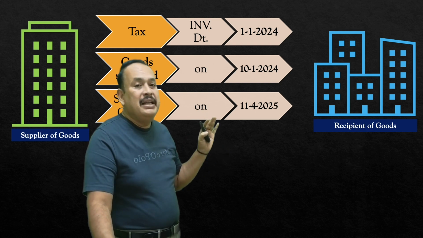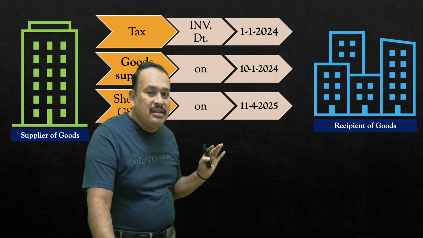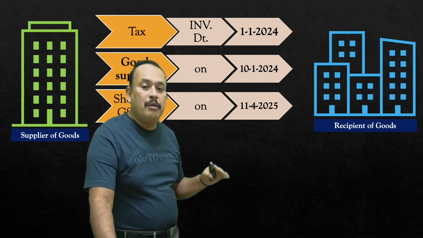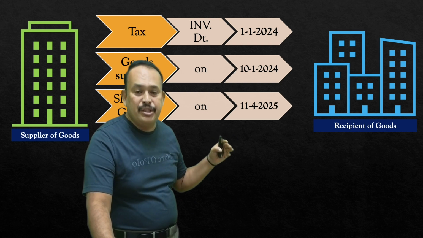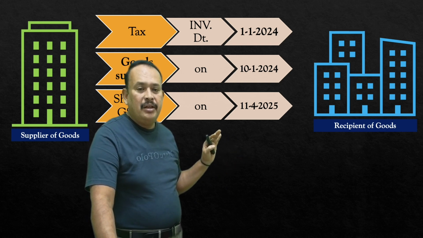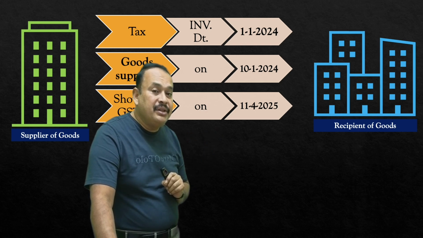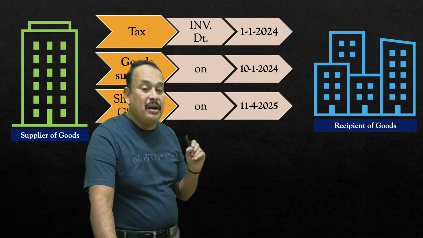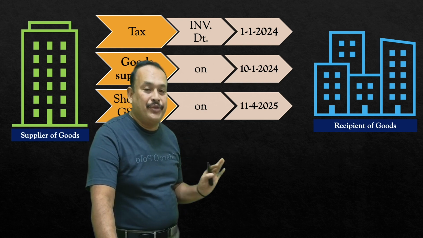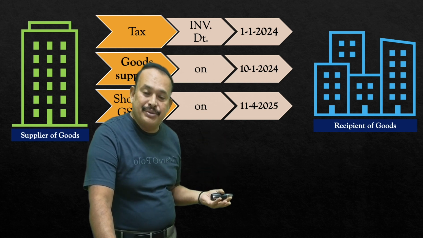That means he has issued the invoice in accordance with Section 31, subsection 1 of the CGST. On or before the dispatch of the goods, the invoice has been issued, and the supply of the goods has taken place. When does the time of supply arise in the given case? The time of supply for the supplier of the goods is 1st January 2024, because the invoice was issued on or before dispatch of the goods.